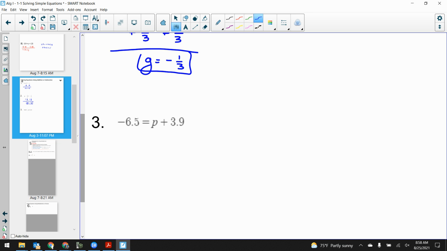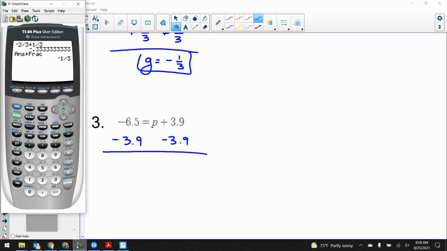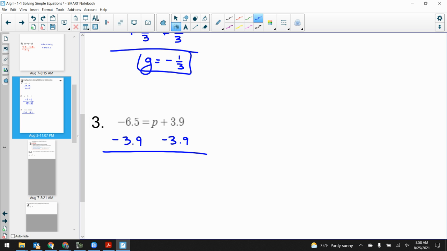What solves this next one? What do I do here? Subtraction? Subtract what? The 3.9. Good. I subtract the 3.9. Remember, we're always looking to get things away from our variable. All right. And then we have negative 6.5 minus 3.9. Let's see. Negative 6.5 minus 3.9 gets us negative 10.4.